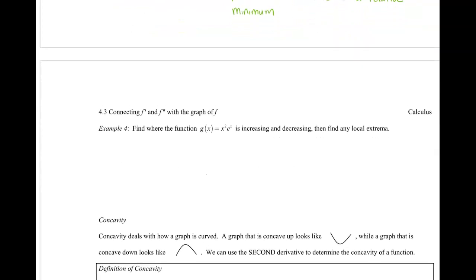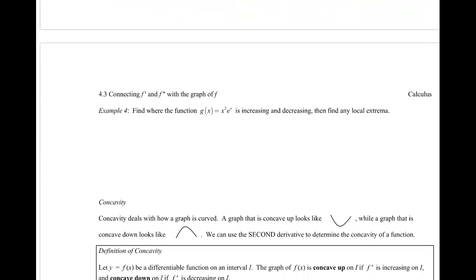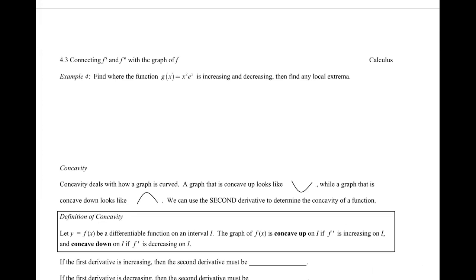Example 4 is just that same deal. We need to find where the function g of x equals x squared times e to the x is increasing and decreasing, and then we need to find any local extrema. So first things first, let's find the derivative.